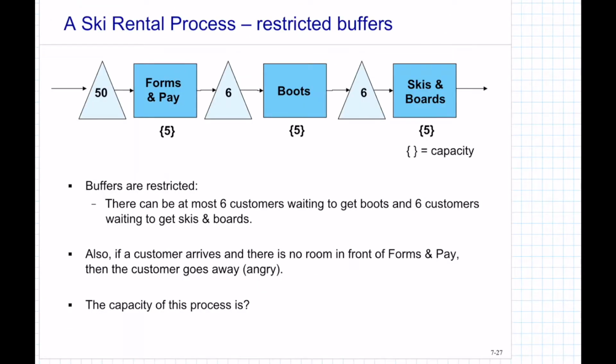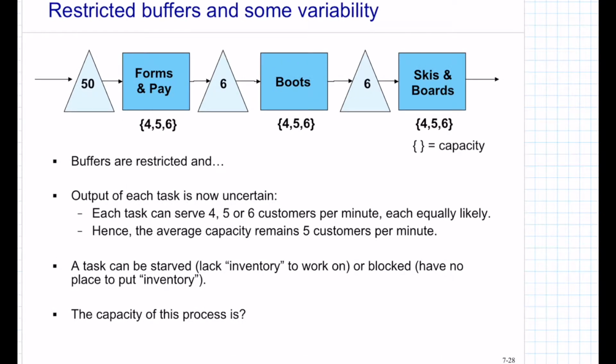Now, if we reduce the buffer size from 50 to 6 for the second and third processes, each process can still process 5 customers. Since we have enough customers in the buffer at the beginning, this process will have a process capacity very close to 5. Now, if the three processes have some variability in processing time, and the number of customers can vary from 4 to 6, so the average is still 5, they can still take care of 5 customers per minute.